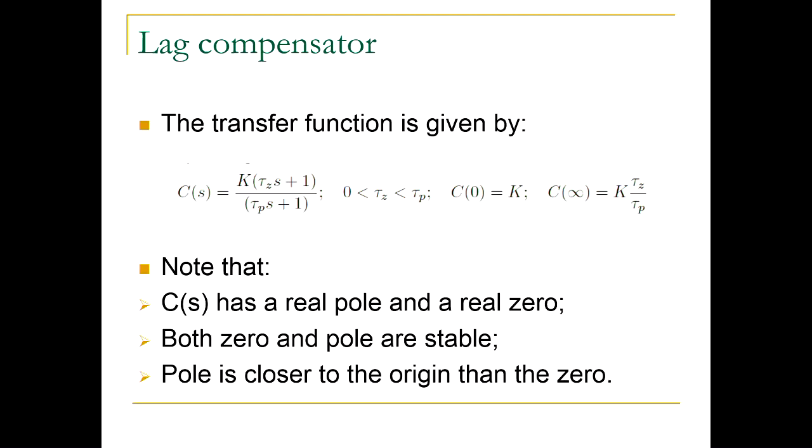So which one is closer to the imaginary axis? Because tau p is larger, that will be closer, right? You're dividing one by something larger, right? So that's why I'm saying that this guy has real pole and real zero. They're both stable, and pole is closer to the origin than the zero. Note also that we can play with this constant k. So note that the DC gain, so C at 0 is just k, right? And then C at infinity is k over tau z, tau p. You can simply get that by just letting s going to 0 or to infinity.